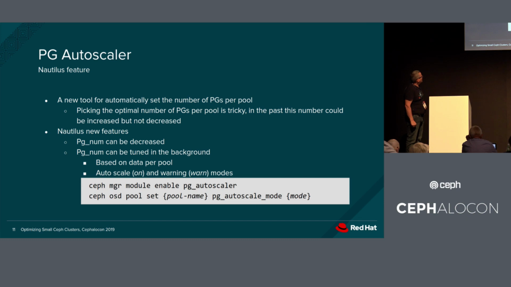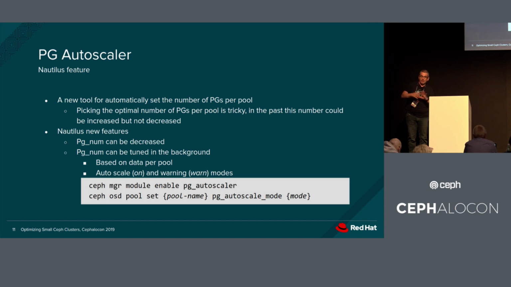Regarding the autoscaler, it has two modes. One mode works automatically. As you get more data, it changes the number of PGs. Changing the number of PGs has a huge impact on data movement. Doubling the number of PGs could move about 35% of your data. There is another mode which just warns you.